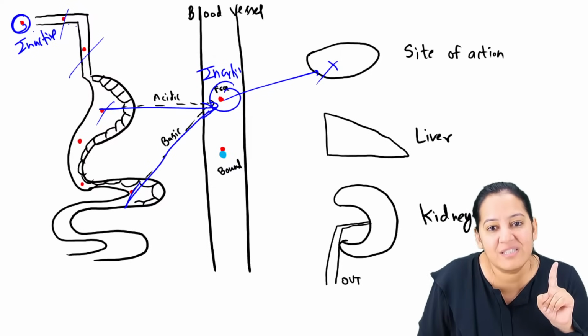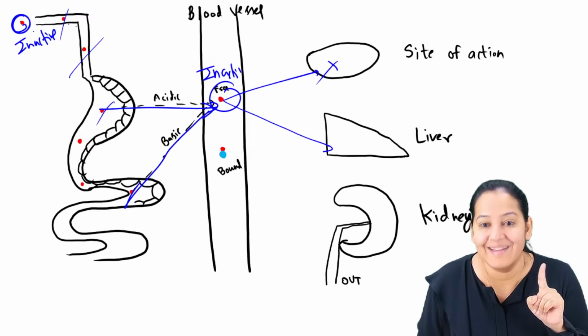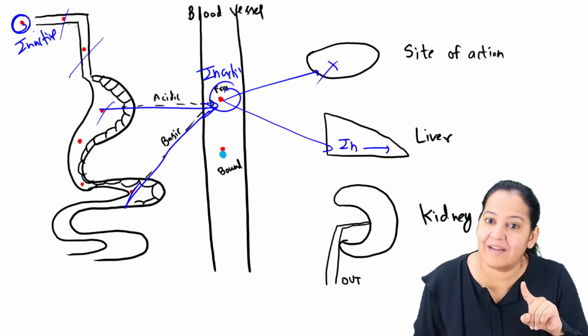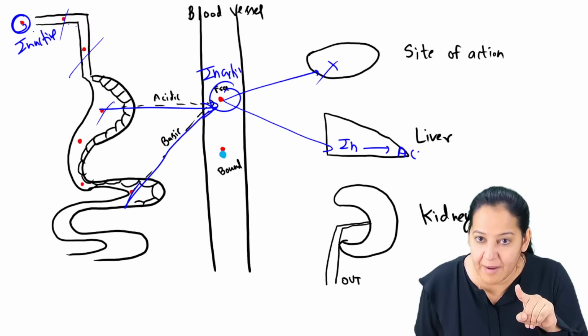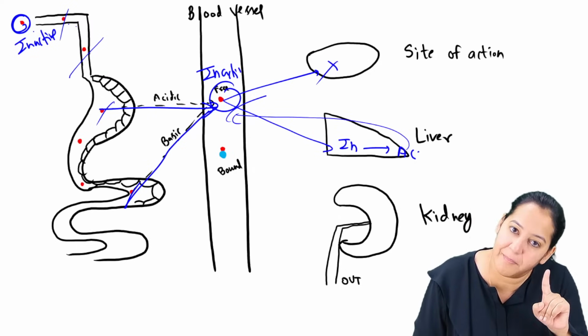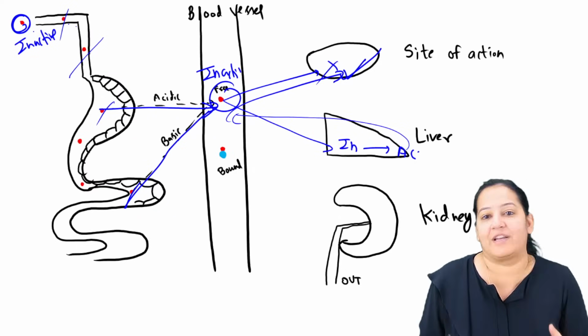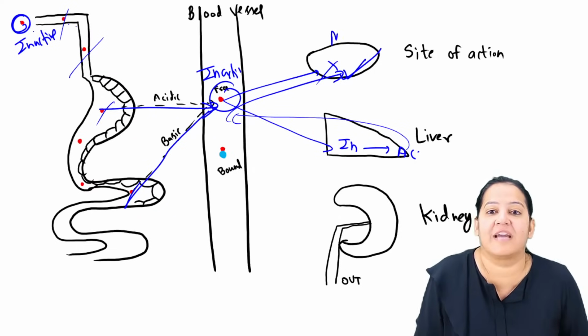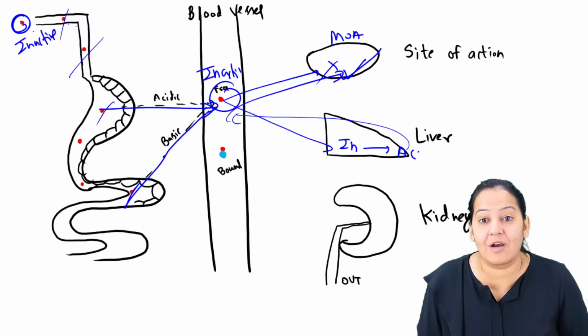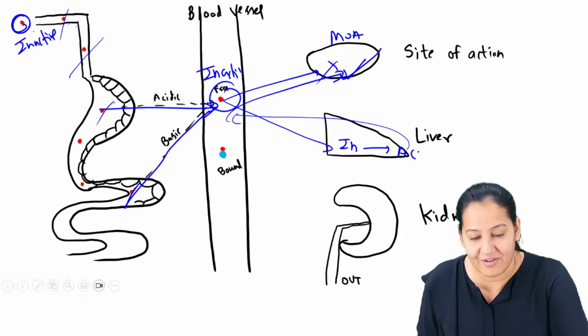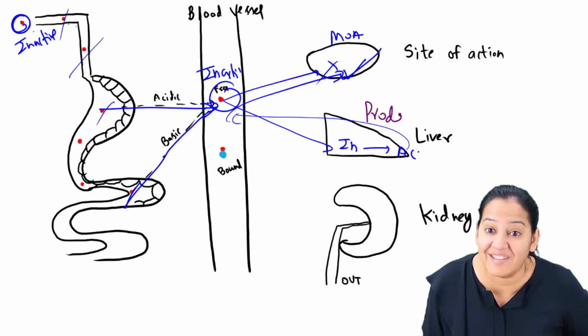So again, first the drug will go to the liver. In the liver, the inactive drug gets converted to an active drug. And once it becomes active, it will again come into the blood, and via blood it will go to its site of action and show its mechanism of action there. So these drugs are known as prodrugs. Prodrugs are the drugs which are activated inside the body, inside the liver.